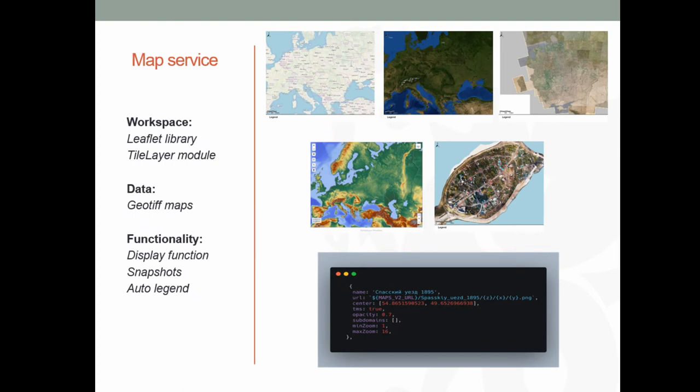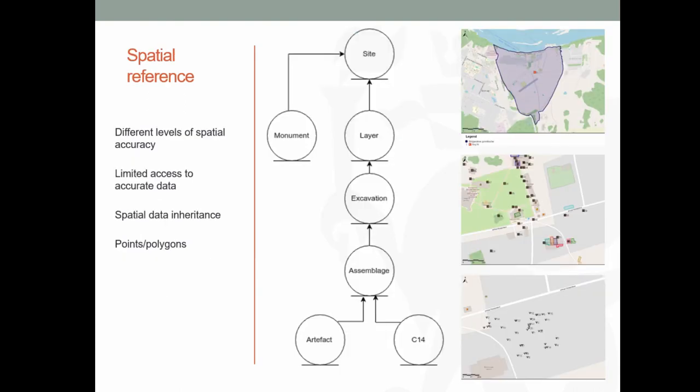Map service is based on several different types of maps. Here are web maps and satellite photos, old archive maps, mostly of the Russian Empire and Soviet period. We work mostly on the Volga River region, but you can download all kinds of maps here. We use the Leaflet library to manage all this map stuff. And also you can upload orthophoto plans of sites or smaller regions in the database.